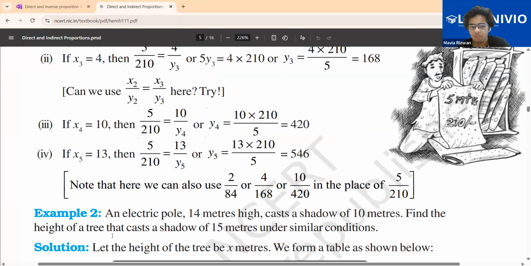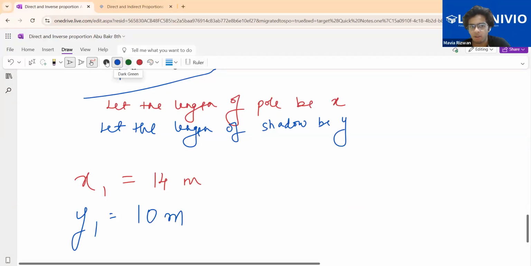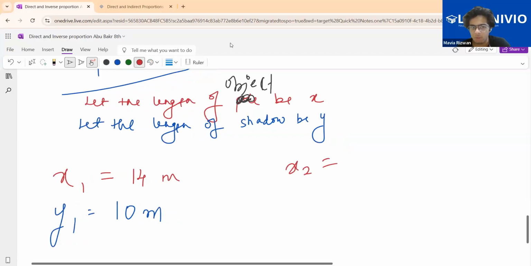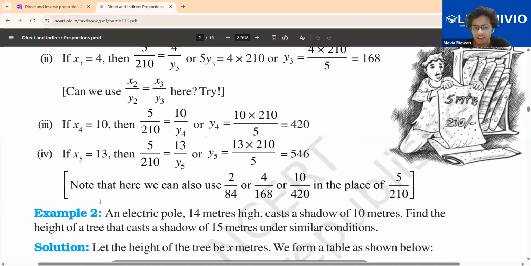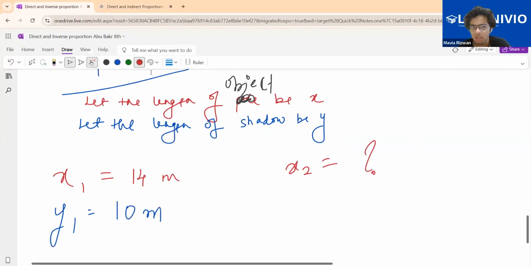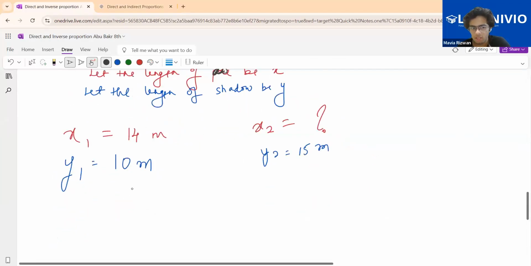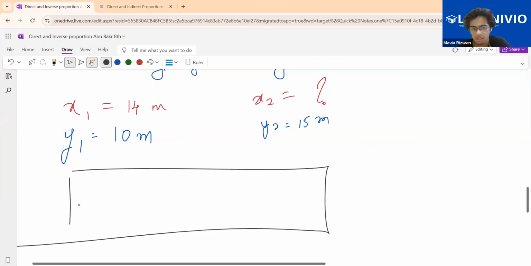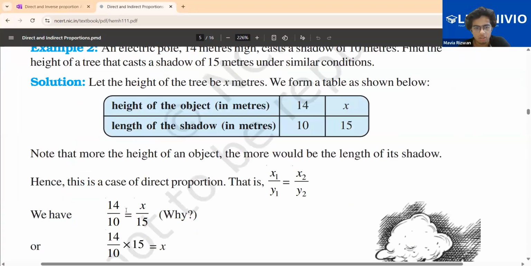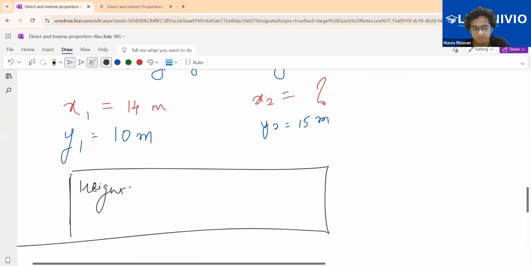Now they are saying find the length of a tree. Abubakar, I'm going to take length of pole and tree as the same thing, length of object. So the length of tree is x2, because it is the height of the second object. They are asking to find the height of tree, so x2 we don't know. The corresponding shadow length is given, that is 15 meters, so y2 is 15 meters. We can just put that in the formula and find x2. Also make the table like this first: height of object in meters, length of shadow in meters.